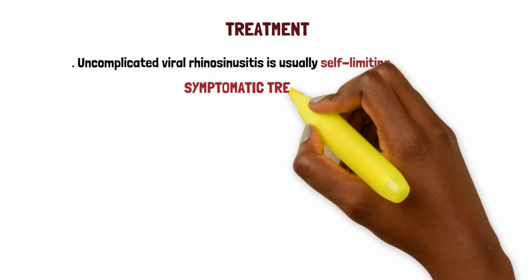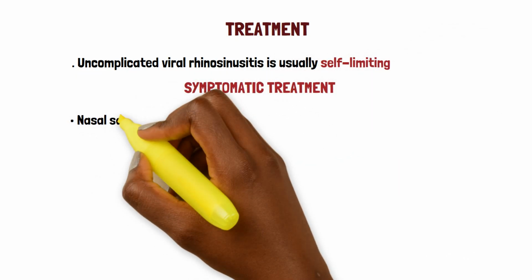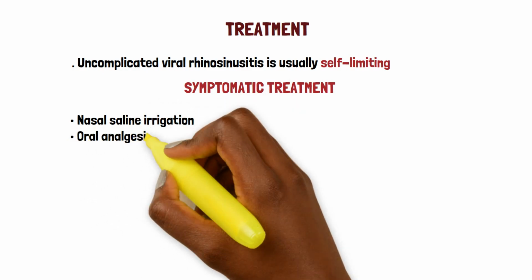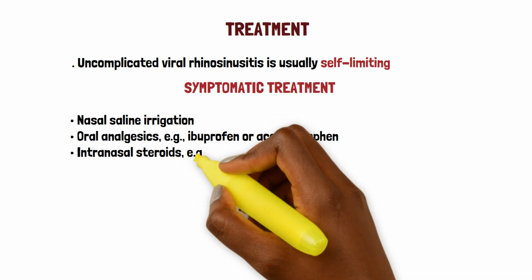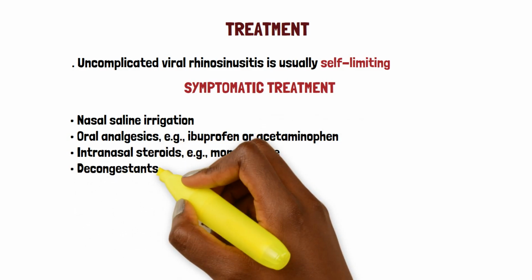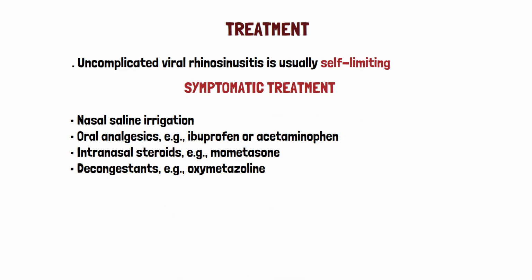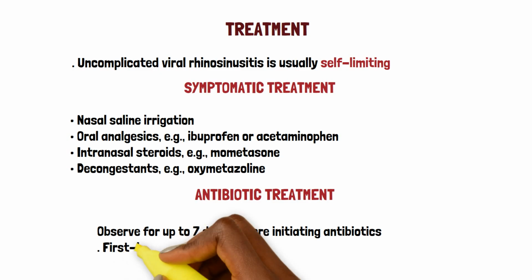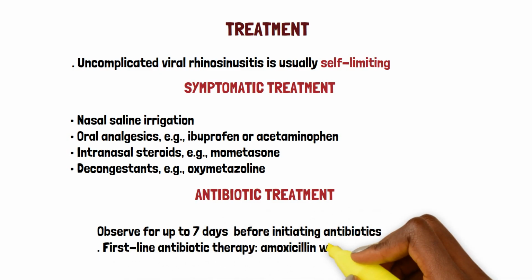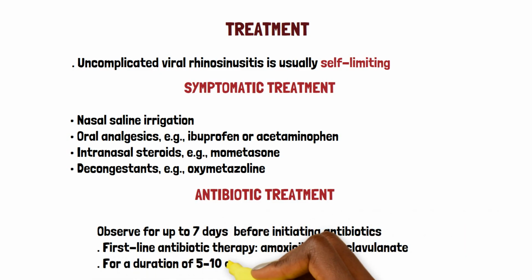On symptomatic treatment, we do nasal saline irrigation, oral analgesics with ibuprofen or acetaminophen, intranasal steroid with mometasone, and decongestant with oxymetazoline. On antibiotic treatment, observe for up to 7 days before initiating antibiotics. First-line antibiotic therapy with amoxicillin with clavulanate for a duration of 5 to 10 days in adults.